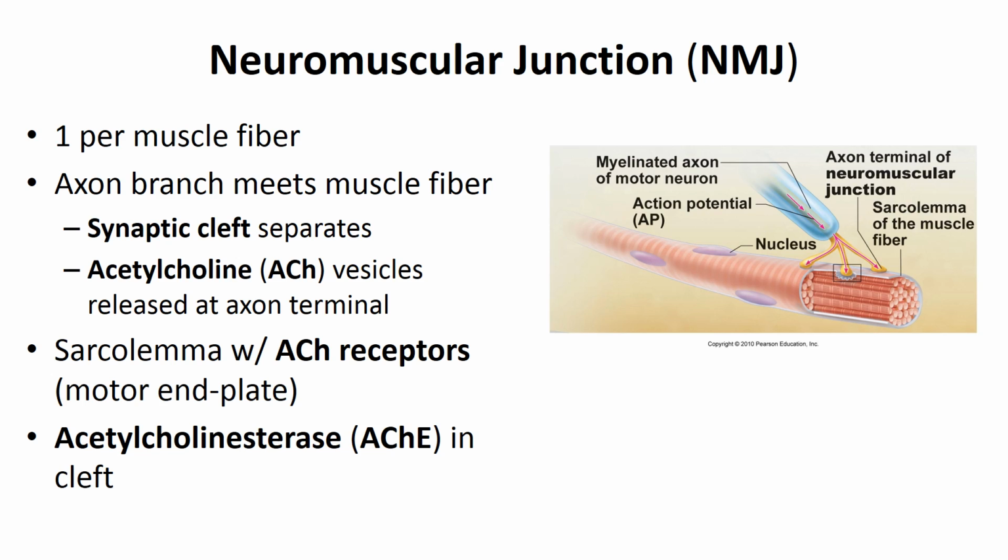And you will see, as a result of this influx of calcium, the synaptic vesicles release the neurotransmitter acetylcholine, which can then fuse with the axon membrane, releasing the neurotransmitter into the synaptic cleft by exocytosis. So the sarcolemma has ACh receptors, and another thing that's noted here is acetylcholinesterase, which is in the synaptic cleft. Acetylcholinesterase is the enzyme that destroys acetylcholine, and we'll talk about that in just a moment.